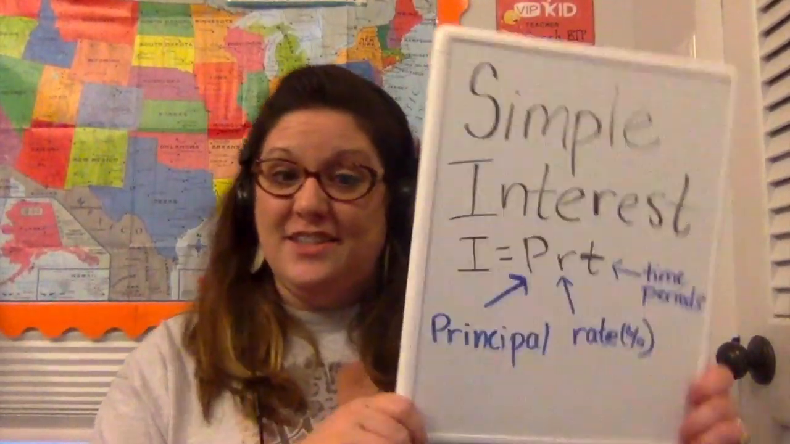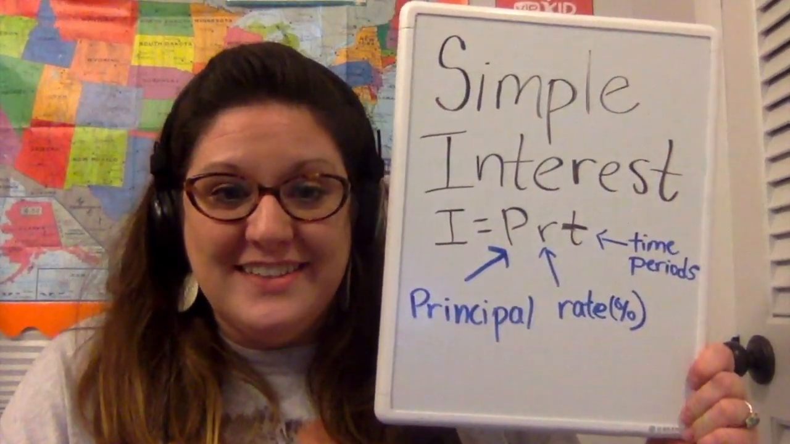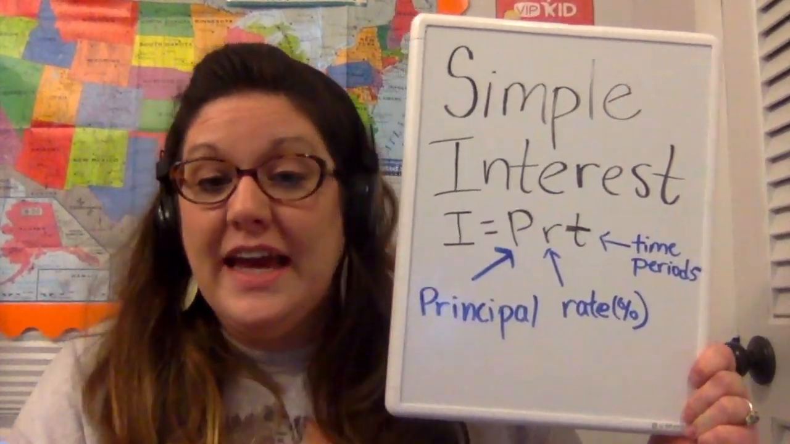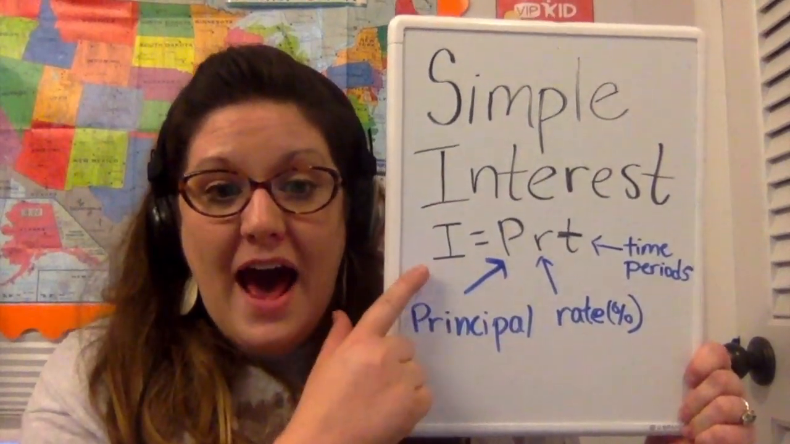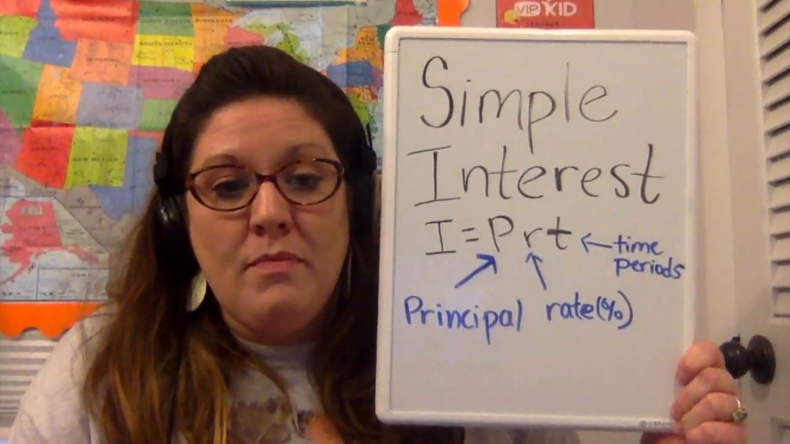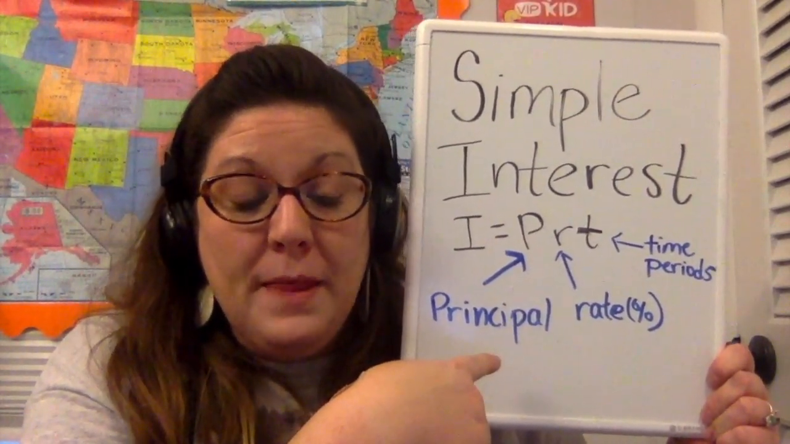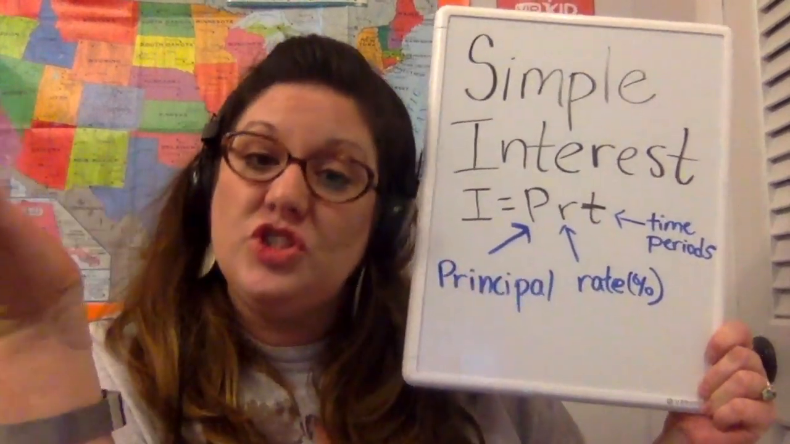I'm here today to do a quick tutorial on the topic of simple interest. Simple interest has a very easy to follow formula. I equals P R T. P in our formula stands for the principal. Now principal is a starting amount.